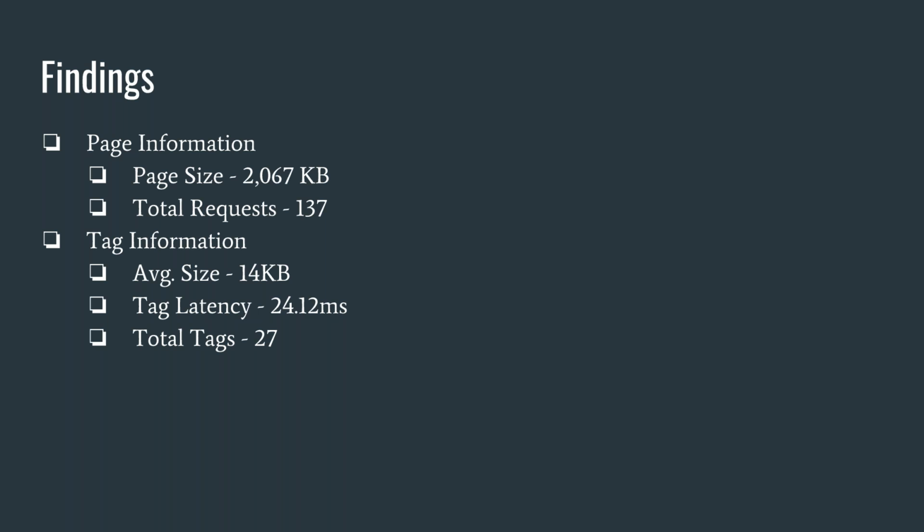We want to look at the tags that are maybe the worst offenders, which ones are piggybacking in and loading in other tags, really blowing up that number.